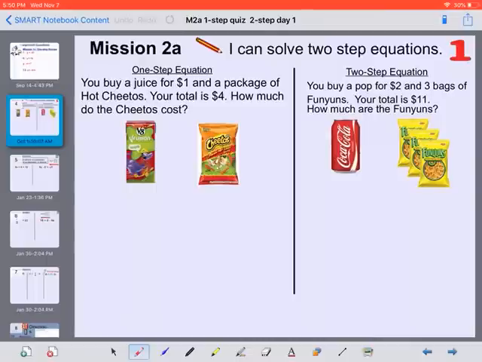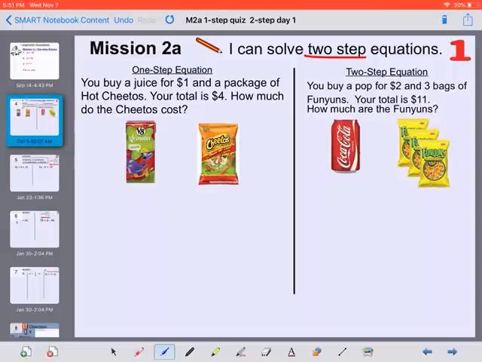Good morning. Today we are continuing on Unit 3A. We're working on Mission 2A. I can solve now two-step equations. So we're going to look at first a one-step equation and then move on to a two-step equation.